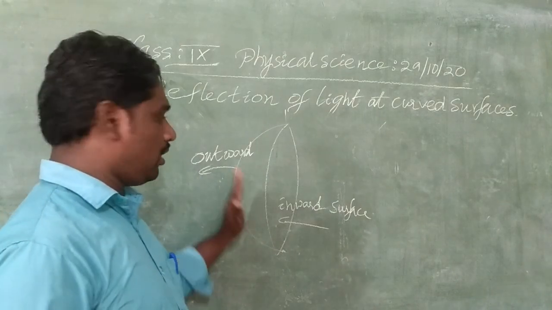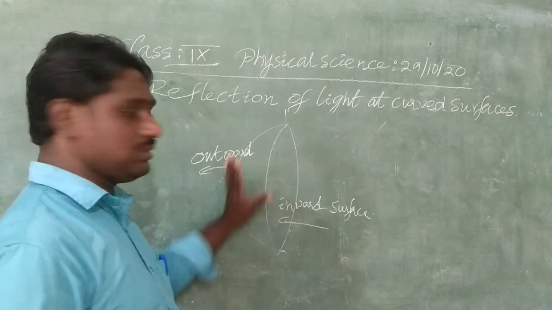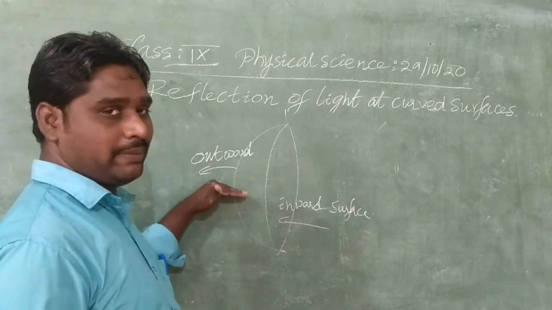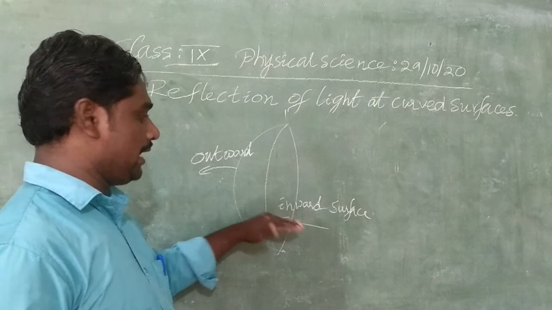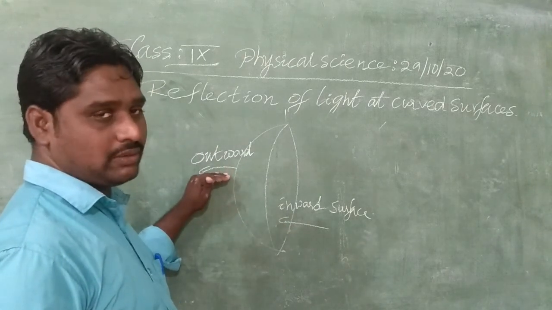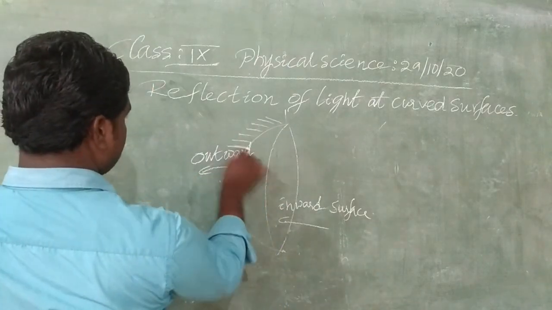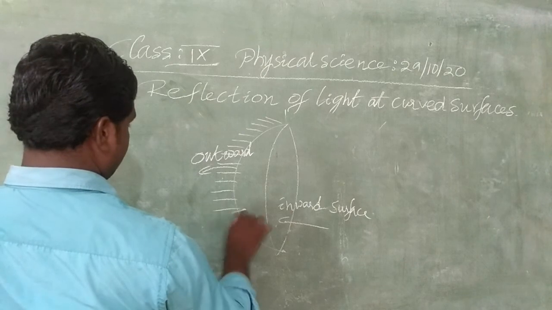Now we cut the hollow sphere into two parts and take a half part of it. You notice that it has two surfaces. The first one is a bulged out surface. The next one is an inward surface. This outward, bulged out surface is coated with paint.